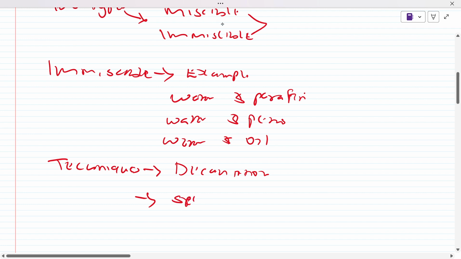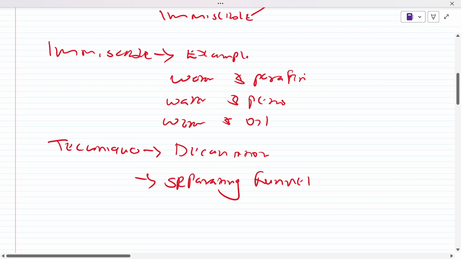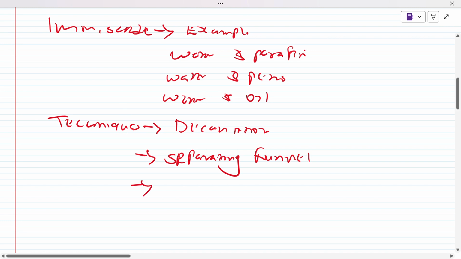Sorry, let me write it very well. You can also use a separating funnel as a technique. Or I can even use a pipette, or dropper. Majorly, we always use a separating funnel, and I'm going to sketch how a separating funnel looks.